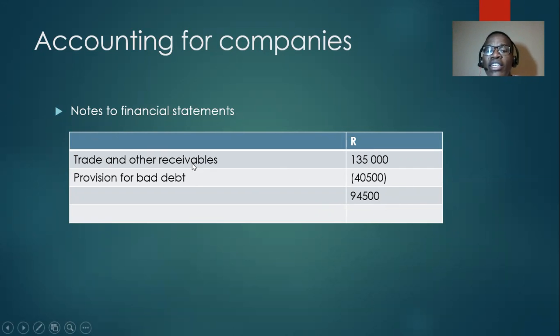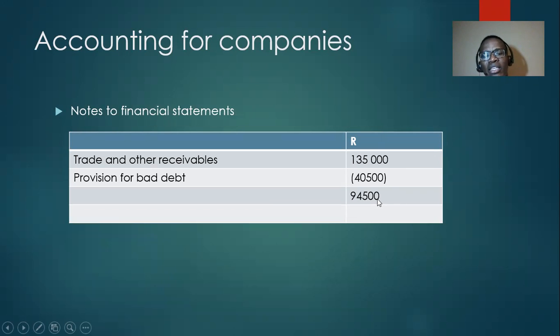So when users are looking at your financial statements, they'll be like, okay, as at 31 December 2022, the company had trade and other receivables of 135,000, meaning this is how much customers owe this company. Then provision for bad debt. This is an estimate of how much in value those customers are unlikely to pay. Only those worth 40,500 won't be able to pay, right? Then only the ones that are very likely to pay are 94,500.